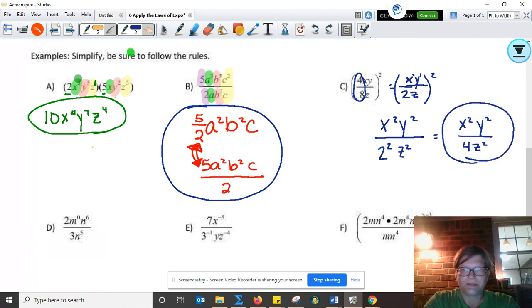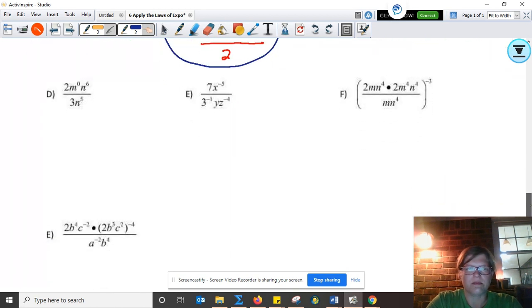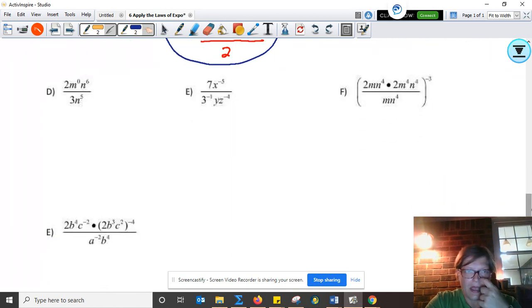Okay? Let's look at some more. D: 2m to the 0 power n to the 6th power divided by 3n to the 5th. Well, what's going to happen with that 0 power?